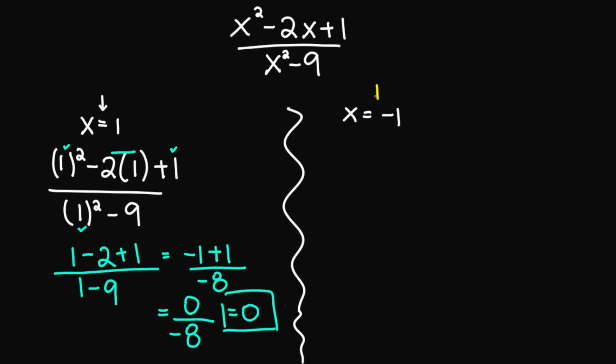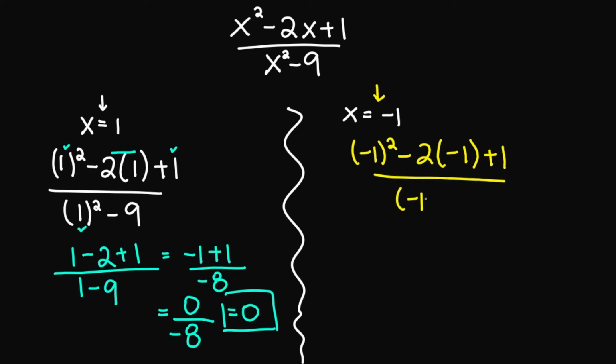Let's look over here. Let's say x equals negative 1. So wherever there's an x, I'm going to put a negative 1. So I'm going to put negative 1 squared minus 2 times negative 1 plus 1. In my denominator, we have negative 1 squared minus 9. So negative 1 squared, this is going to be a positive 1 minus 2 times negative 1. That's going to equal a positive 2. And then we have our positive 1 here. I'm going to add my plus 1 here.